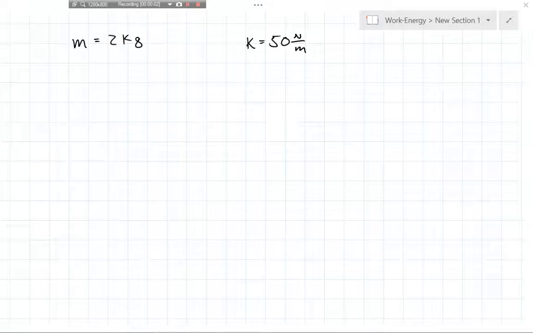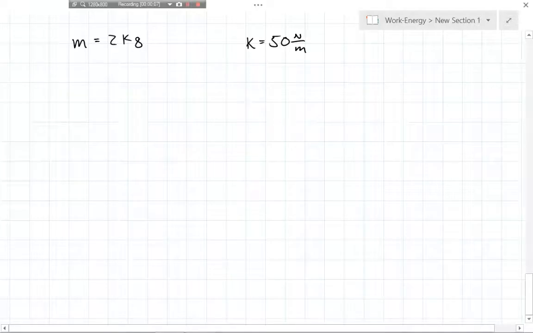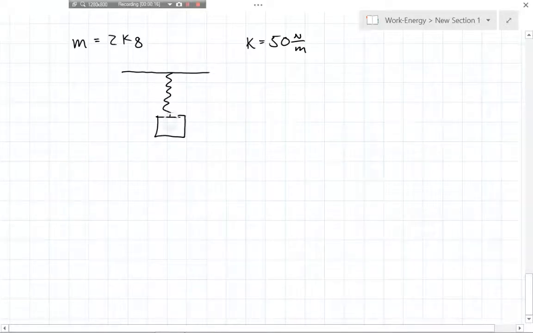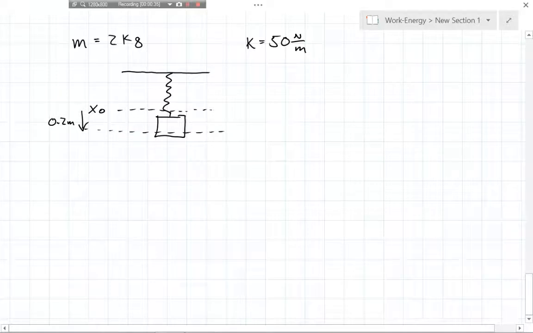So we have a 2 kilogram mass that is hanging from a spring that has a spring constant of 50 newtons per meter. And we know when you hang a mass from a spring, the mass stretches the spring until the force that is exerted upward by the spring cancels the force due to gravity. I'm going to call this point x naught. So this is the equilibrium point for the mass. And we're told that the mass is pulled downwards from this point by a distance of 0.2 meters. This point down here is going to be h equals 0 meters. This is the lowest point that the mass reaches.